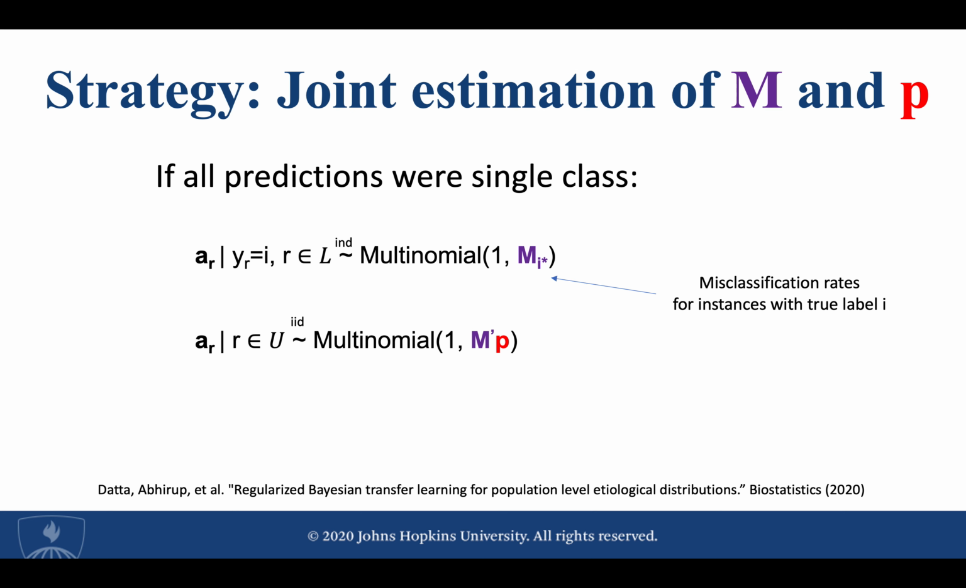In previous work, we proposed a method for joint estimation of the misclassification matrix M and the true population distribution P if all the distributions were single class. We use a multinomial likelihood for the algorithm predictions, conditional on the true class for the labeled set L, as well as a multinomial likelihood for the algorithm predictions in U, which incorporates the decomposition of the naive estimate for P, which I discussed earlier, using both the misclassification matrix M and the parameter of interest P into the likelihood.